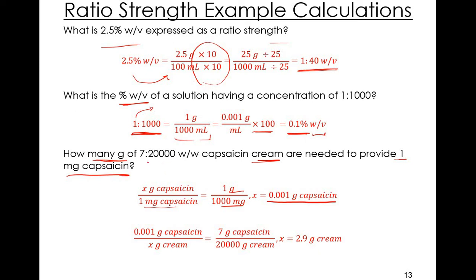And then knowing that, we can use the ratio in its fraction form. 7 grams capsaicin over 20,000 grams cream is what that ratio means. And we can use a proportion with the amount of desired capsaicin, 0.001 grams of capsaicin over X, where X is the total number of grams of cream that we would need to give that amount. Crisscrossing and dividing by 7 gives us an X value of 2.9 grams of cream.